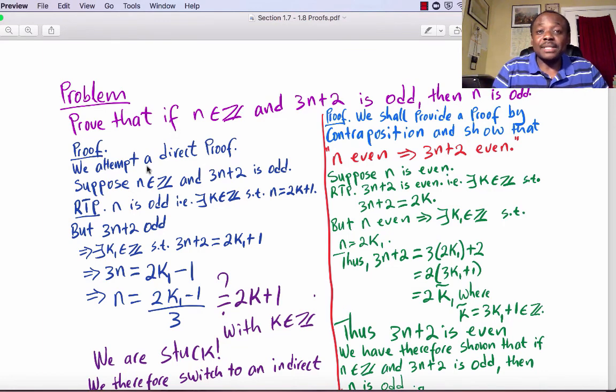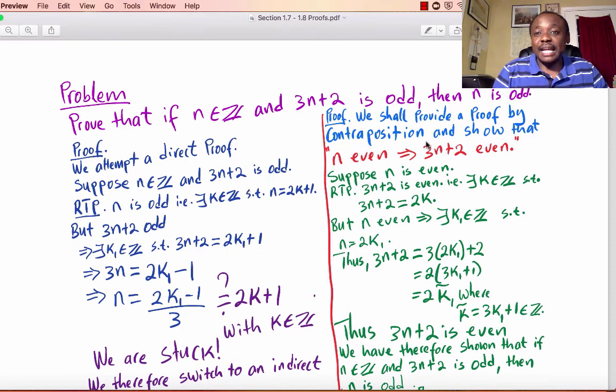Proof. Let's attempt a direct proof. Suppose n is an integer and 3n plus 2 is odd. We are required to prove that n is odd, i.e., we want to prove that there exists an integer k such that n equals 2k plus 1. K has to be an integer. But 3n plus 2 odd, what does that mean? It means there exists an integer k1 such that 3n plus 2 can be written as 2k1 plus 1.